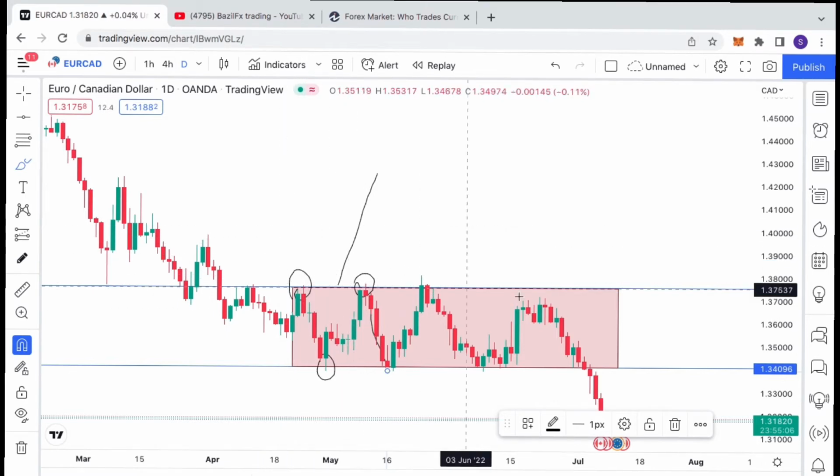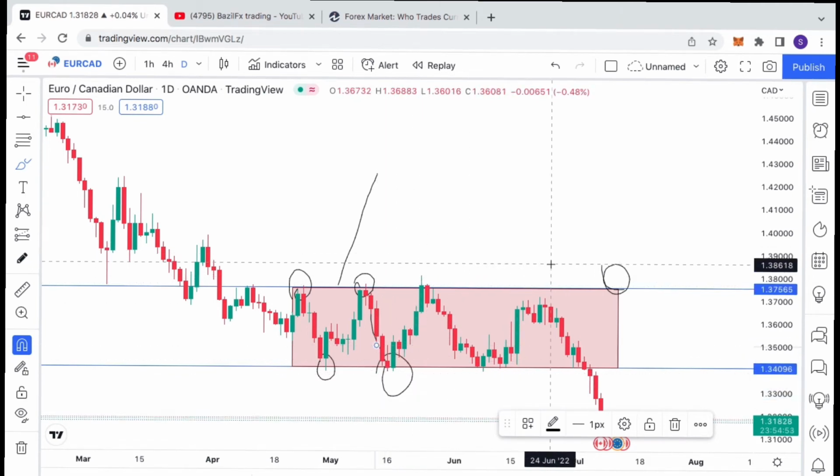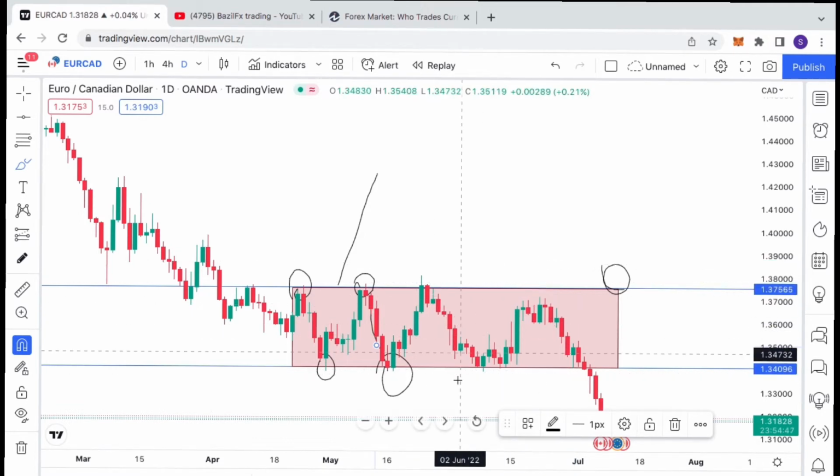You see this resistance line? This is a resistance line now. Price is going to try and break that, or it will just keep coming back down to this support level. So this is the support level. As you know, a resistance means a zone at which sellers come in, and support means a zone where buyers come in, as you can see here.